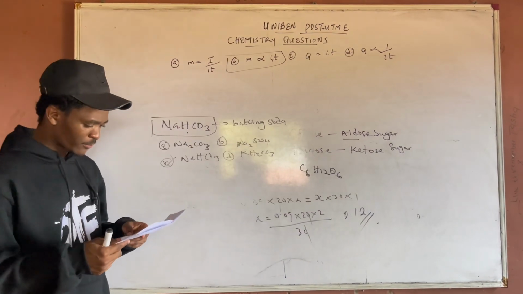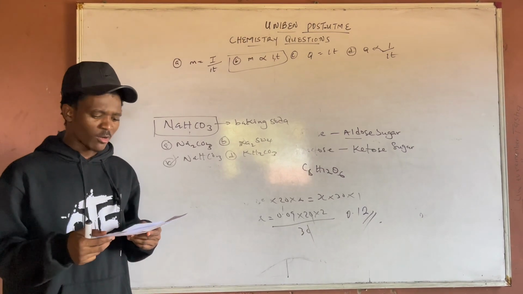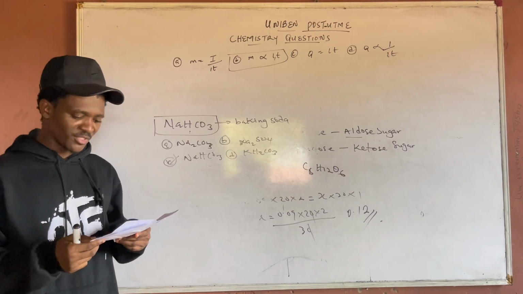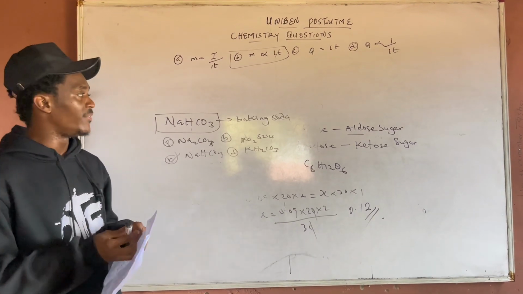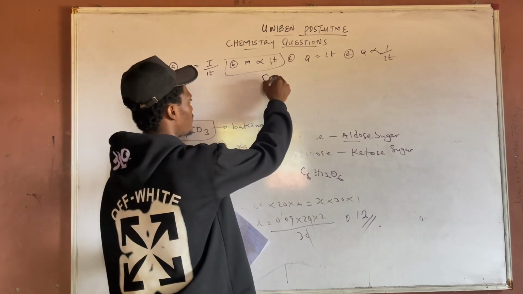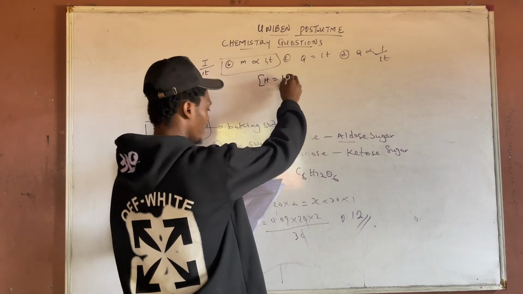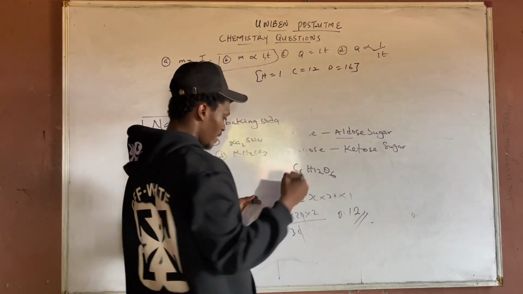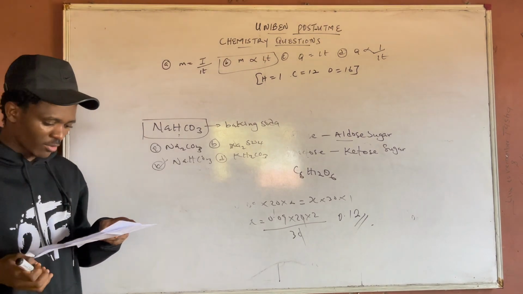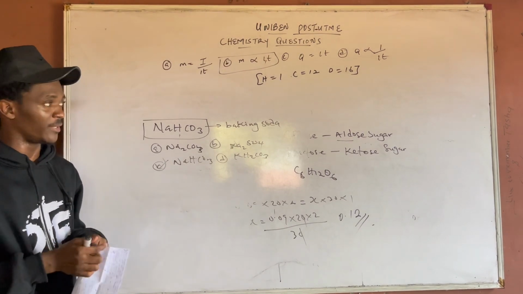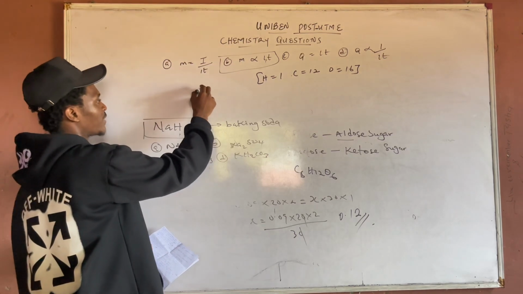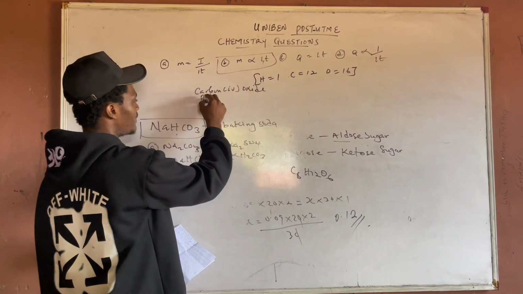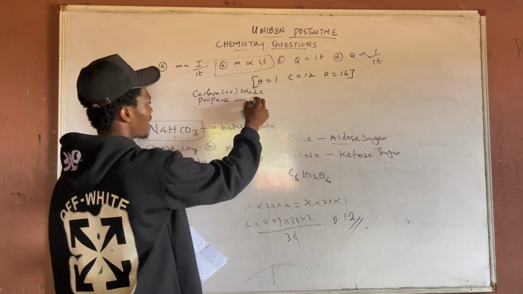Then the next question. What is the ratio of the rate of diffusion of carbon dioxide to that of propane under the same conditions? All right. And then we are given the relative atomic mass of hydrogen to be 1, that of carbon to be 12, and oxygen to be 16. Then we are told to calculate the ratio of the rate of diffusion of carbon dioxide to that of propane. So the two gases mentioned are carbon dioxide and propane.